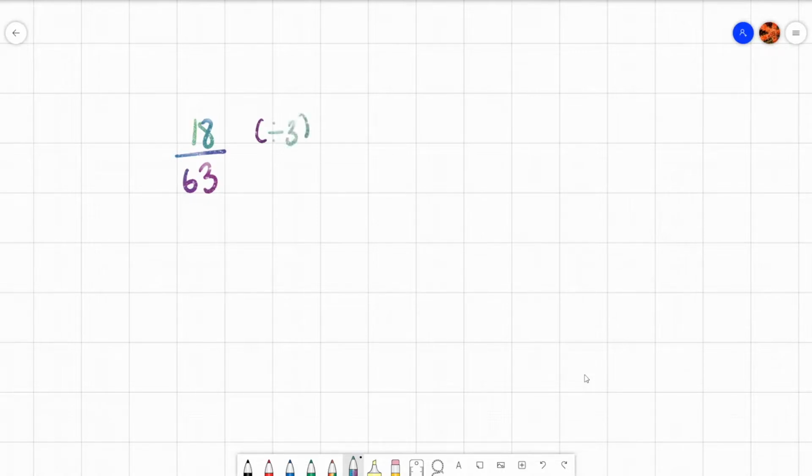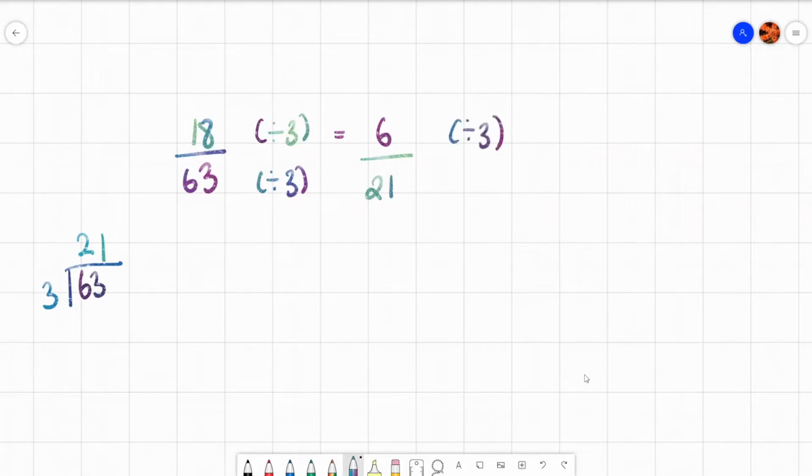There might be another times table, but obviously whichever one you think of first, maybe. 18 divided by 3, I know is 6. Well, 63 divided by 3, we can quickly just do that. You can do it in your head, it'll be simple. 3 into 6 is 2, 3 into 3 is 1. So 21. Again, 6 is even, but 21 is not, so I can't half them. Remember, I have to divide top and bottom by exactly the same number. But I do know that both these numbers, again, are in the 3 times table. So 6 divided by 3 is 2, and 21 divided by 3 is 7.